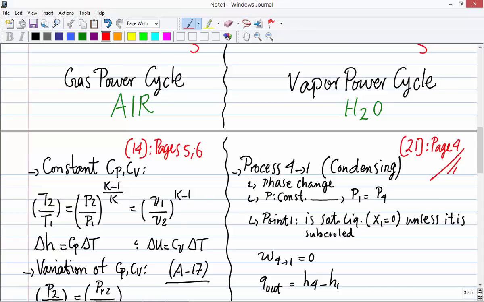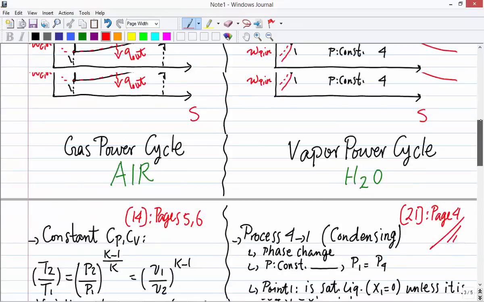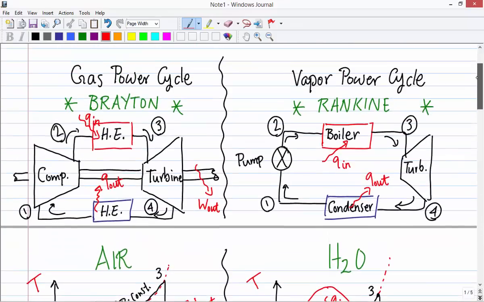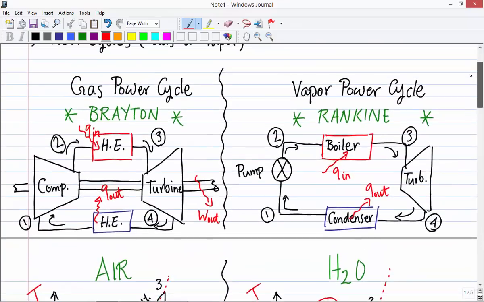So I think that's all for the introduction and the concept of the comparison between these two different cycles, and we're going to talk about the Rankine cycle in this example.